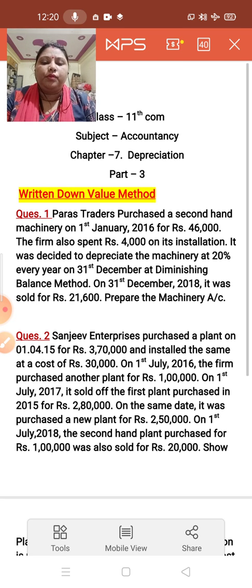Today we will do the written down value method. The other name for written down value method is diminishing balance method and reducing balance method. So children, let us start.